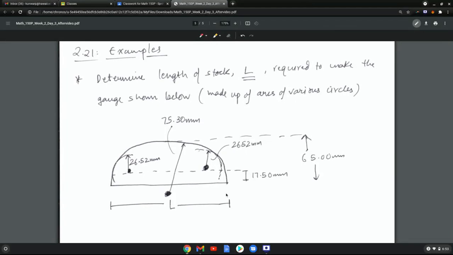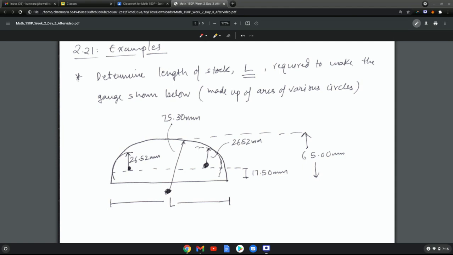Okay. Example, determine the length of the stock L, which is required to make this gauge, which is shown below. So this gauge is not semicircular, it's just made up of arcs of various circles as well as straight lines here. To solve this problem, we'll first observe that there is a certain sense of symmetry in this gauge, even if it may not appear so in the way I've drawn it, which means we can focus ourselves on one half of this. Now the property we're going to use is that these circles are internally tangent, which means this is a straight line and there's a 90 degrees here.